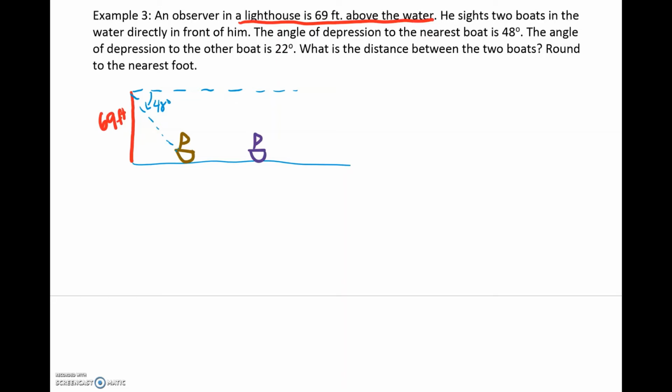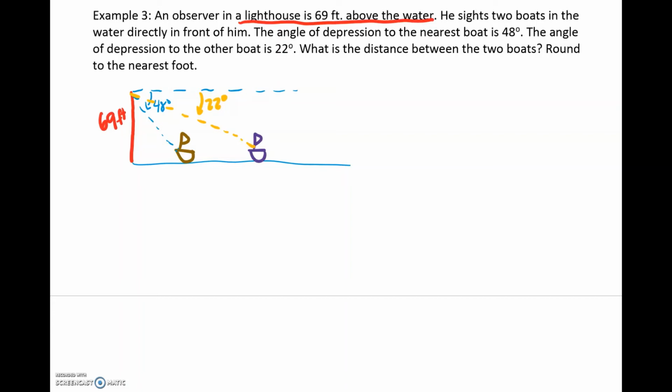So this second boat, we can look down and see it at an angle of depression of 22 degrees. And that makes sense because the closer something is, the further down you're going to have to tilt your head, so the angle becomes steeper from your neutral, straightforward position. Okay, so there's our depiction of the diagram.